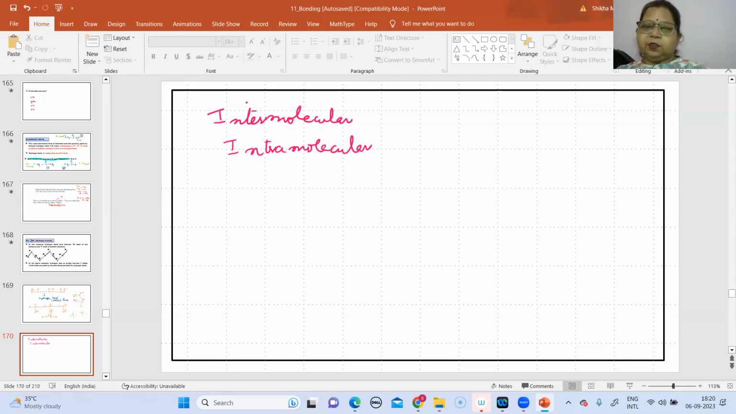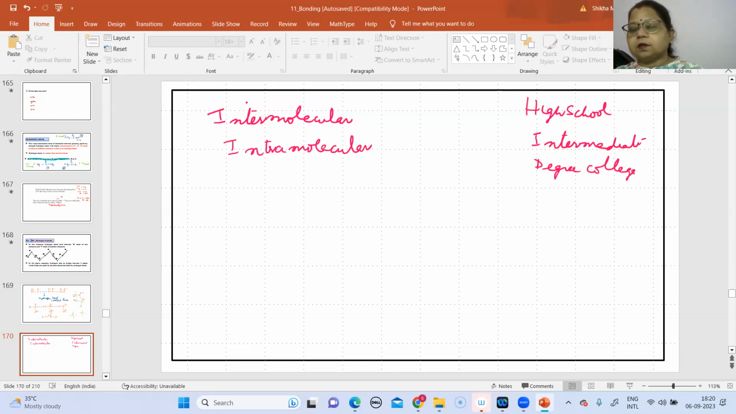See, very early in the education system, at least in Uttar Pradesh, I can tell you, we use these terms because that gives a correlation to understand inter and intra. They used to have high school, intermediate, and degree college. High school is referred to as class 10th, intermediate is referred to as 12th, and degree is like BSc, BA, something of that type.